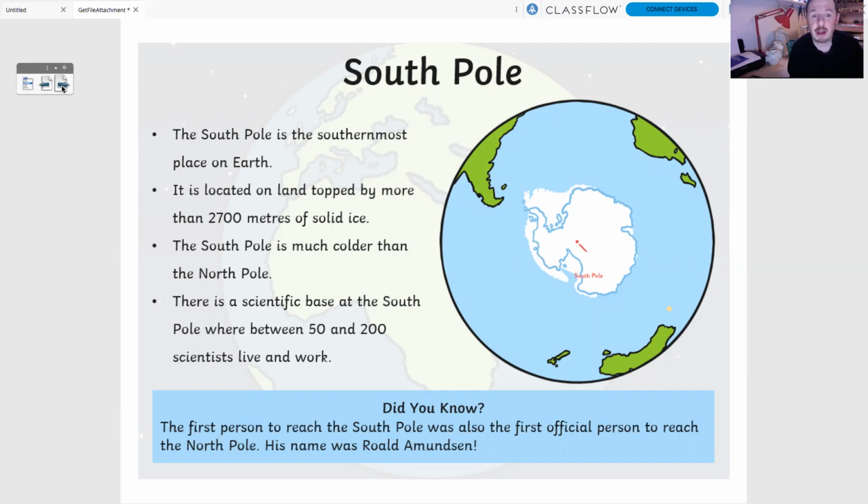topped by more than 2,700 meters of solid ice. The South Pole is much colder than the North Pole. In fact, it's the coldest place on Earth. There's a scientific base there on Antarctica with about 50 to 200 scientists who live there and work there, but not all the time, not for years and years, because it's just so hard to live there when it's so cold. All right, that's the South Pole. We call that the Antarctic Circle, the last major line of latitude there.